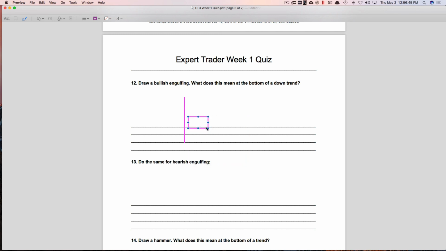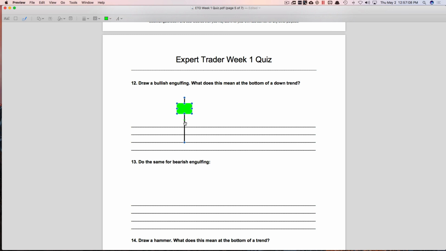And I can shrink it down. I could fill it in. I could make it green, for example. And if I don't like that pink outline, I can change that. I can make it green as well. I could make this line actually black if I don't want the pink line. There we go. And so now I've got a candlestick, and I can just move this around. And so, if you want to draw that way, you can.